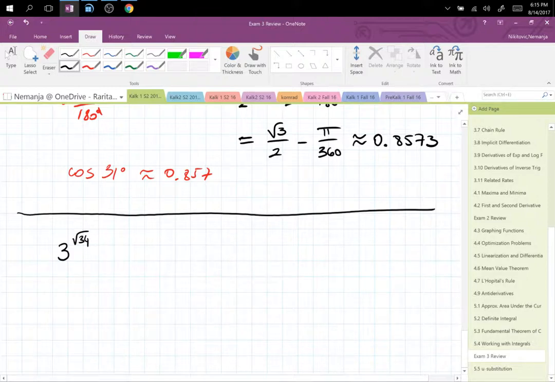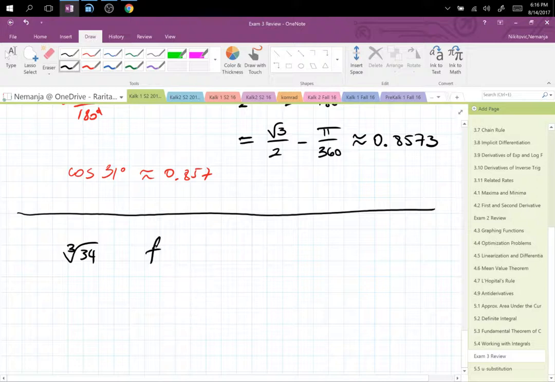Like this? Oh no, like 3. That's true. The cube root of 34. Yeah, cube root of 34. And they want a linear approximation for this. What is the closest cube root to 34 that we know how to take? 27. That's what I was thinking.